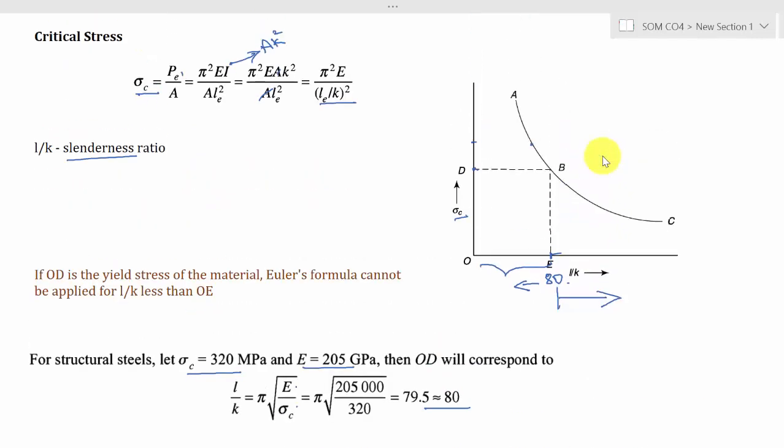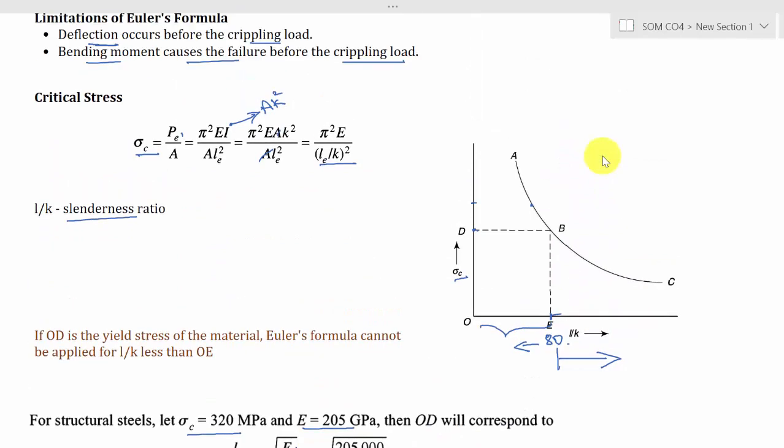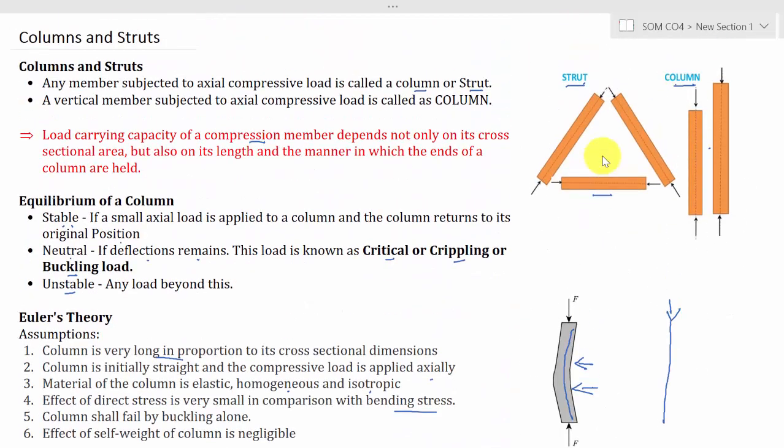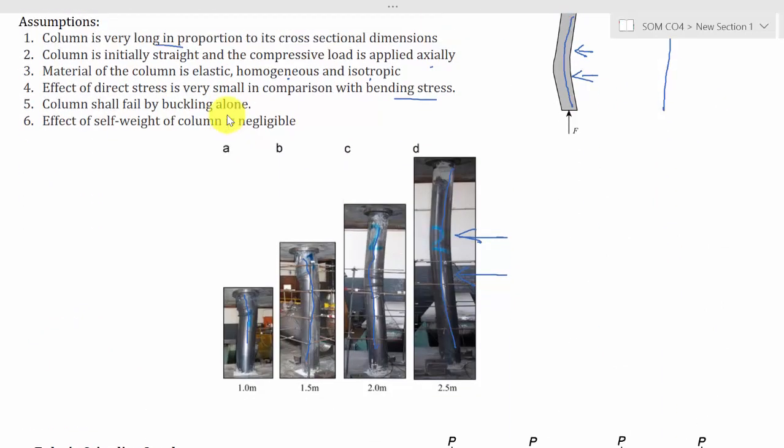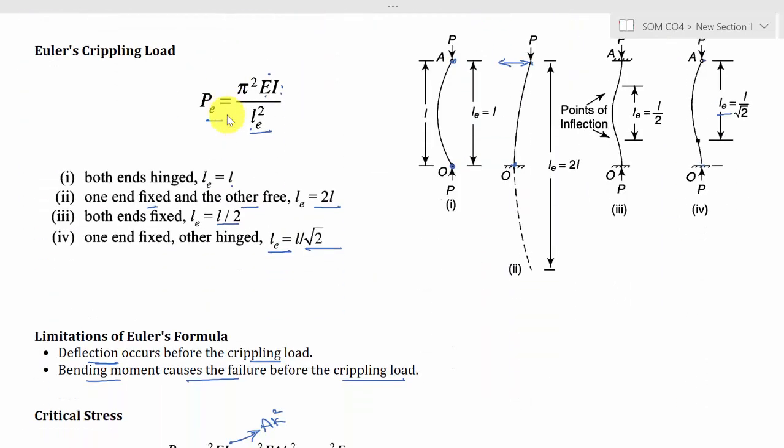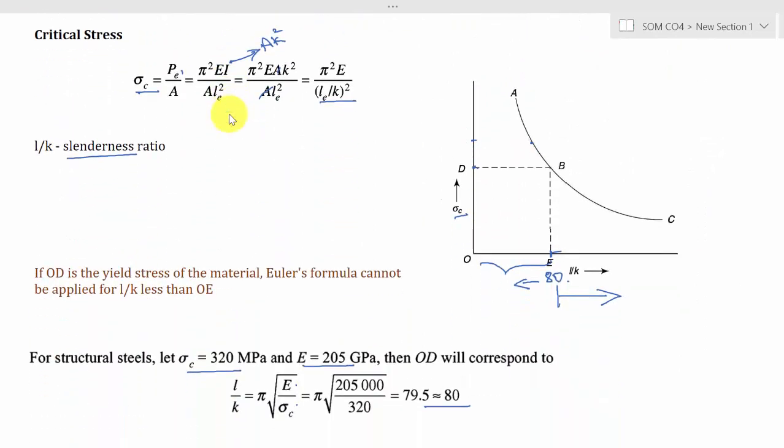Euler's equation. So in this lecture I have discussed the concept of columns and struts and the basics of Euler's theory. In the next lecture, we will solve problems using Euler's theory.